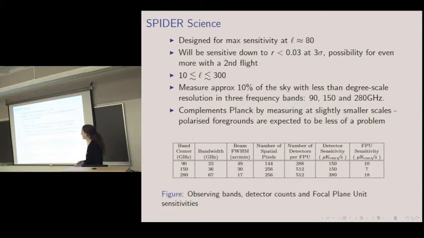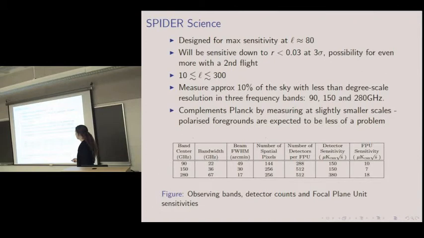So Spider is designed to have approximately maximum sensitivity at l of 80, and will measure in this l range 10 to 300, and it will be sensitive to r of 0.03 at 3 sigma. However, we also have funding for a second flight, so there's a possibility for a decrease in this. And then we'll be measuring about 10% of the sky with 3 frequency bands, so 90, 150, and 280.